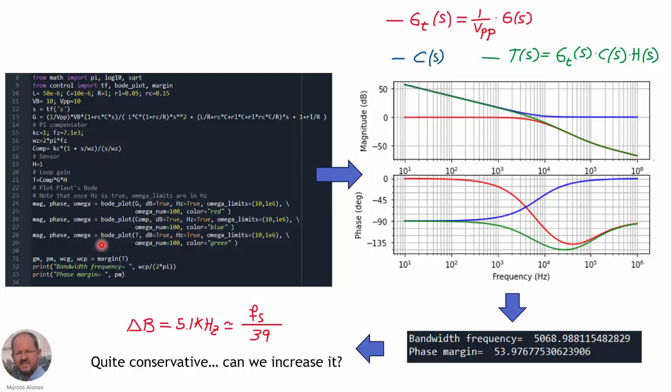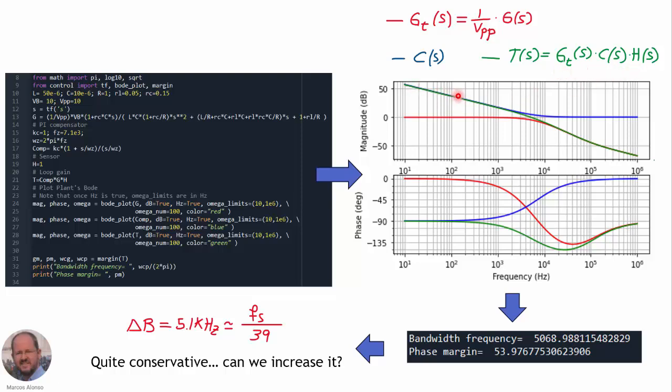Here we are doing the plotting of the different transfer functions, and then we are showing in this part the different responses. In red we have the response of the PWM modulator and the buck converter. In blue we have the response of the compensator as shown here, and then in green we have the loop gain of the system, so it's the product of all the transfer functions.